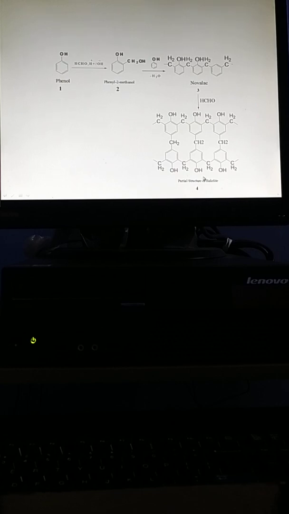So now we will move to the next reaction, that is the Rearrangement reaction. In the Rearrangement reaction, when phenol is treated with formaldehyde, this reaction proceeds in acidic condition as well as the basic condition. When this phenol is treated with formaldehyde, we will get the phenyl 2-methanol. So this is the structure 2. Here we will get the phenyl 2-methanol.